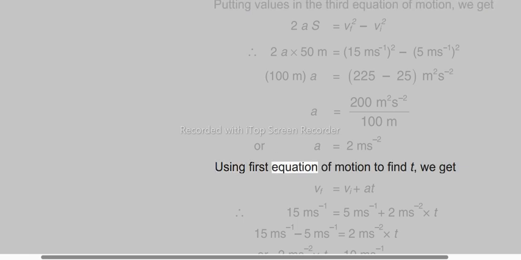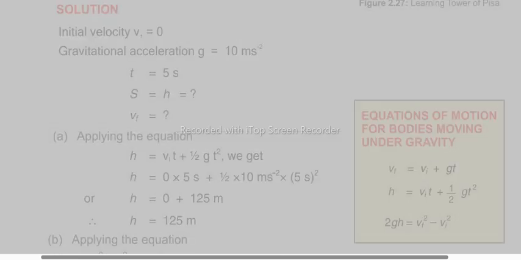Putting values in the third equation of motion, we get. Using the first equation of motion to find t, we get. Thus, the acceleration of the car is 2 m/s² and it takes 5 seconds to travel 50 m distance. Figure 2.27, Leaning Tower of Pisa.